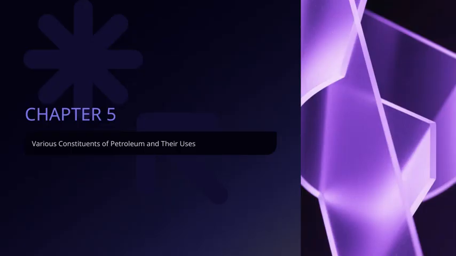Let's move on to Chapter 5, where we'll explore the various constituents of petroleum and their uses. As you know, petroleum isn't just one single substance. It's a complex mixture of different hydrocarbons and other compounds. Understanding these constituents is key to appreciating how we utilize petroleum in our daily lives.